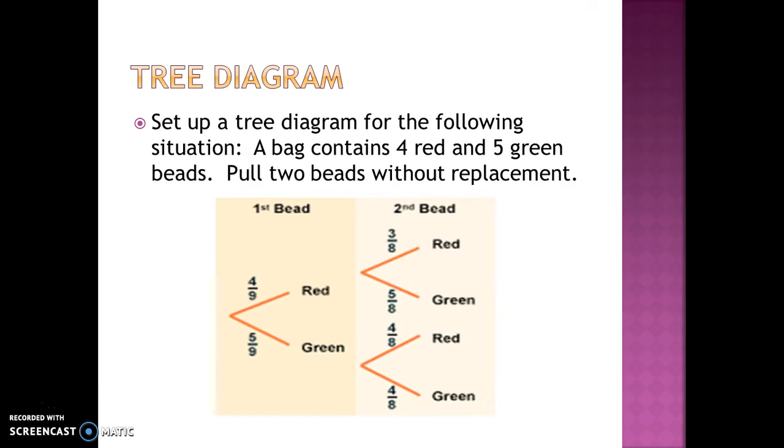So this is what it would look like. First, you're going to pull a bead. There are 4 red and 5 green, so you have a total of 9 beads altogether. You have a 4 out of 9 chance of getting a red, and a 5 out of 9 chance of getting a green. If you're just looking at the top branch, once you pull a red, you would only have 3 red out of 8 beads left, but you would still have all 5 of your green beads left. If you had pulled a green, you would subtract 1 from the green, but leave the red the way it is.